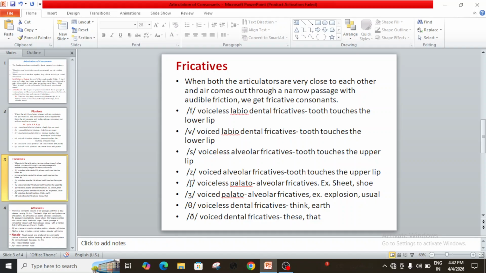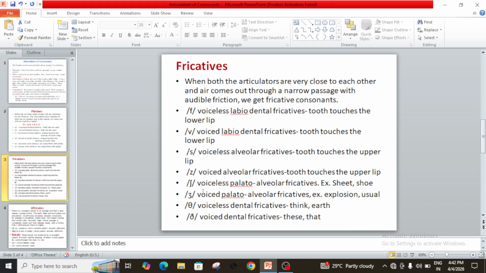Then there is Z. Z is a voiced sound because the vocal cords are vibrating. Then it's an alveolar fricative because here also the tongue touches the teeth ridge, so it's a voiced alveolar fricative.